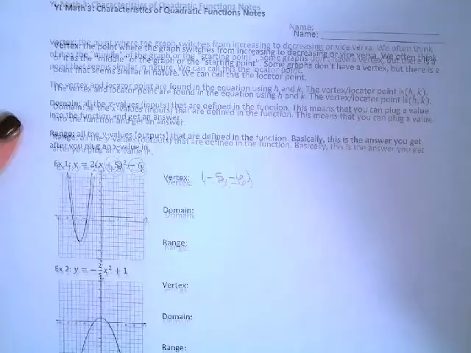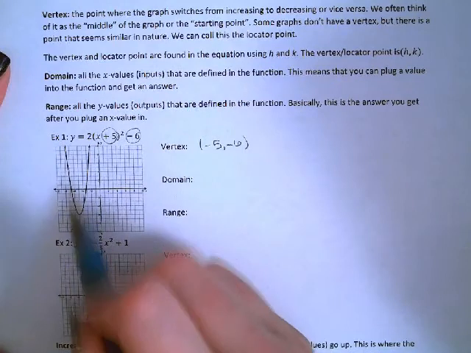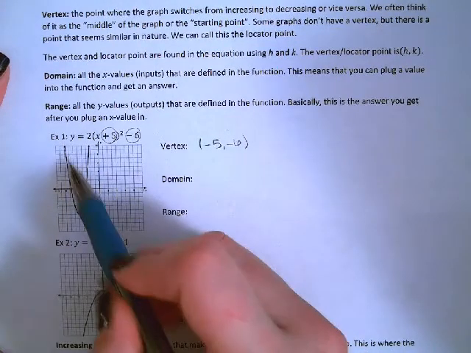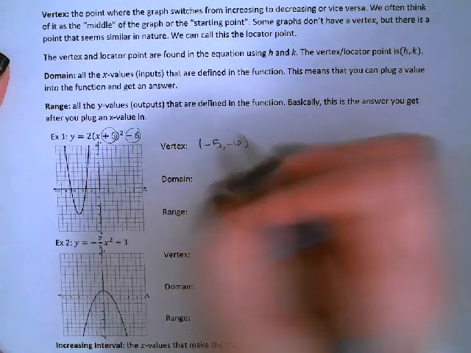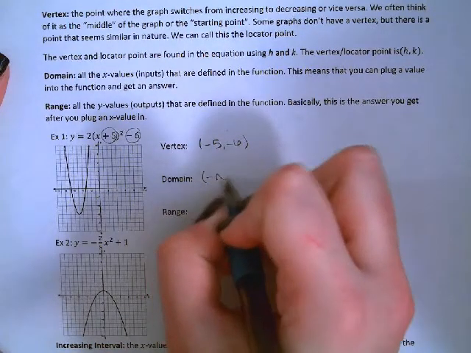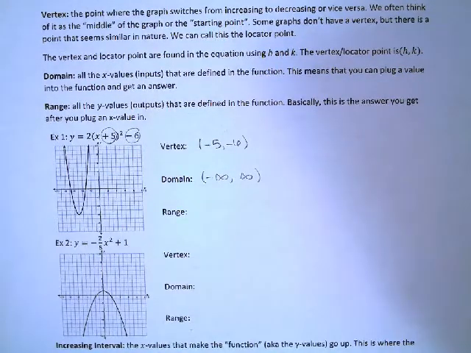The domain is all of the x values that you can see represented in the graph. And so when we look at this drawing, we can see that there's a left arrow and there's a right arrow, and all the x values in between are getting used. So just like with an absolute value equation, the domain for a quadratic equation is going to be the same. It's all real numbers. It's from negative infinity to positive infinity.